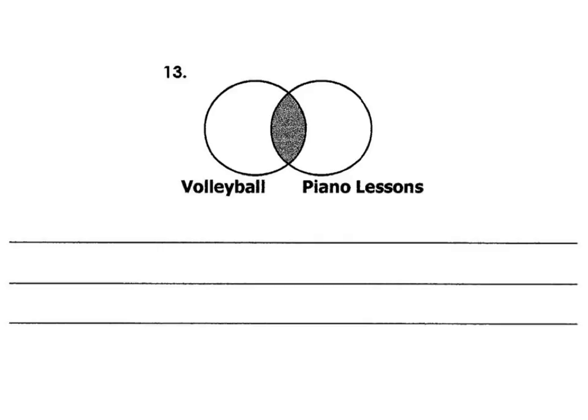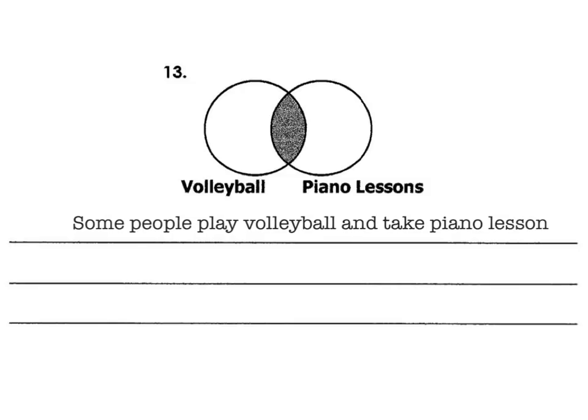So anytime you have these some Venn diagrams, it's going to be a conjunction, and we're going to use the word and. So writing this out, we would say some people play volleyball and take piano lessons. Done. And that is our compound statement that represents this Venn diagram.